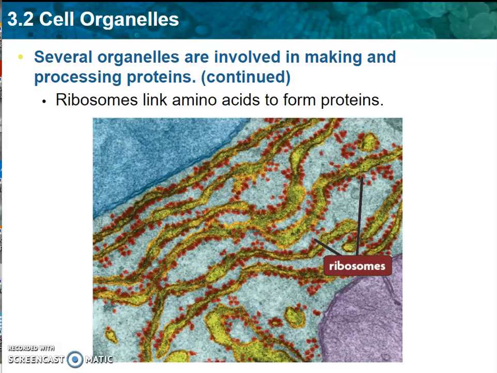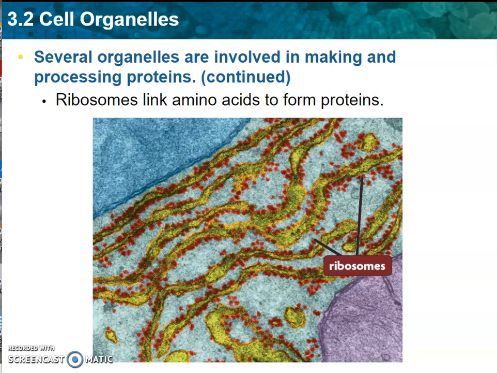The ribosomes link amino acids to form proteins. This is the site of protein synthesis. Ribosomes themselves are not surrounded by a cell membrane or a plasma membrane. They are not membrane bound. They are made solely of rRNA.